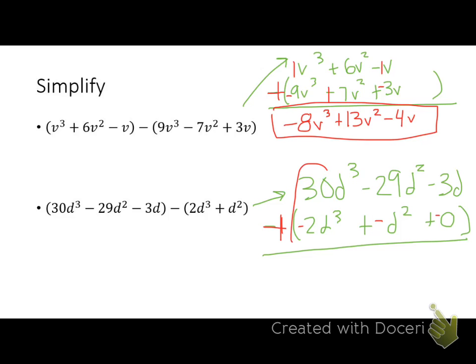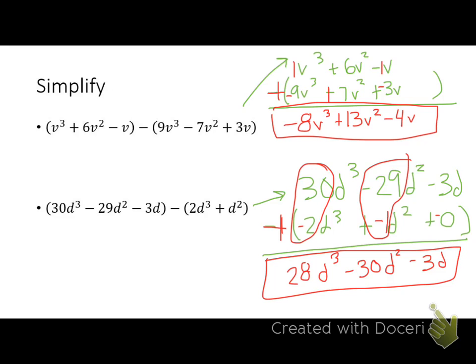So I have 30 minus 2, which will be 28. Keep my variable the exact same. Then remember, in front of that d squared is a 1, so that's -29 minus 1, which is -30d squared. The last one's a little bit easier because since I have a 0 in the bottom row, I will just have -3d. And that will be my final answer for this one.